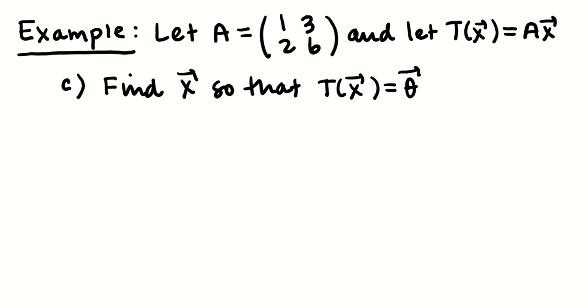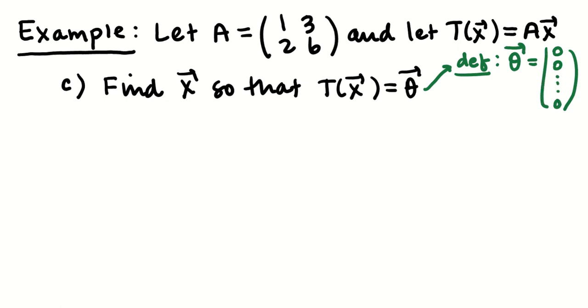And then the last question I want to ask you with this example is: find the value of x so that t of x is equal to the 0 vector. And I'm realizing that maybe in this set of videos we haven't talked about the 0 vector, so maybe I'll define that up here. So the 0 vector is the vector with all zeros. And we're just always going to assume it's the appropriately sized 0 vector. In this case, the 0 vector is going to be the two-dimensional 0 vector, so 0, 0.